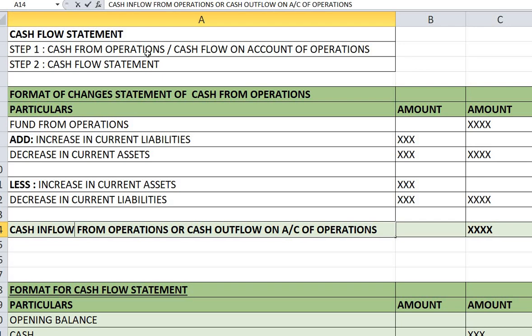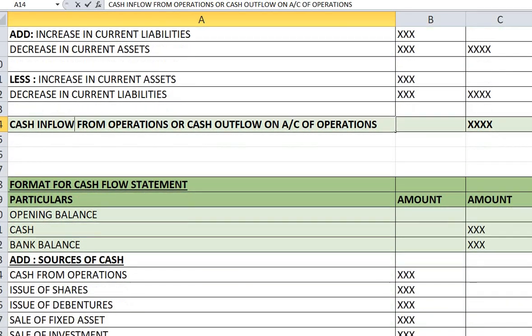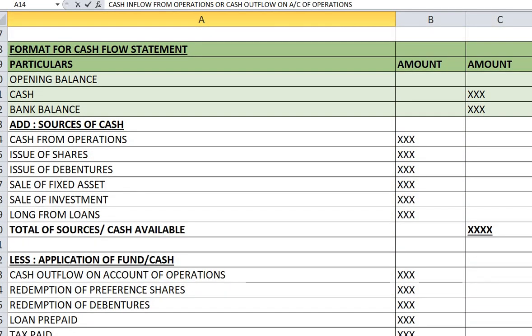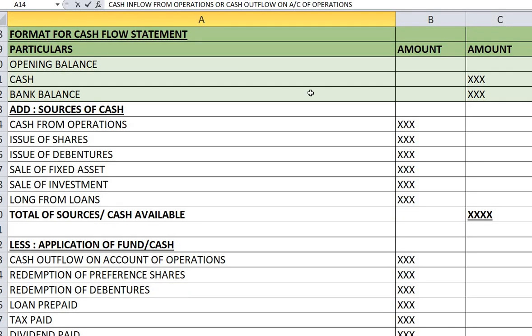That was our first step. What is the second step? Our second step is the cash flow statement. We will see how to calculate the cash flow statement. There is a simple format for the cash flow statement as well. First, you will have a balance sheet in which liabilities and assets will be stated accordingly.